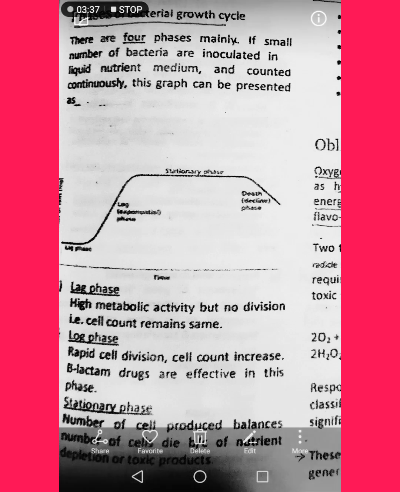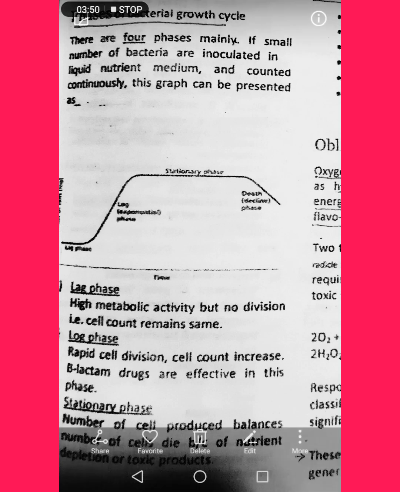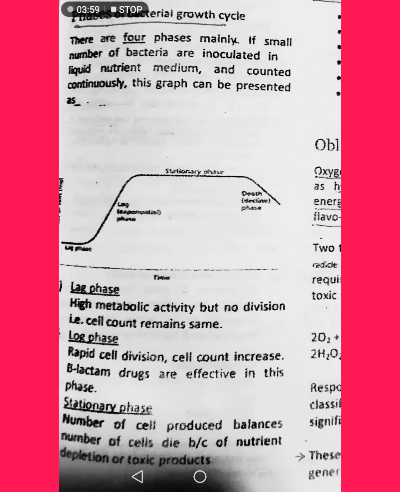The second phase is the log phase. The log phase is the active phase. In this phase rapid cell division occurs and the cell count increases. The cell count is increased and the cells divide rapidly to form other cells. Therefore this is the most important phase, because rapid cell division occurs.